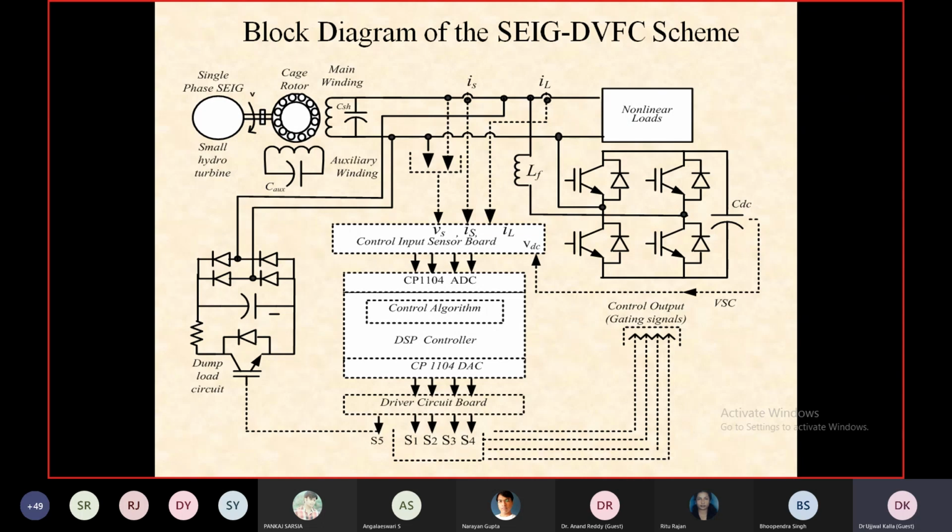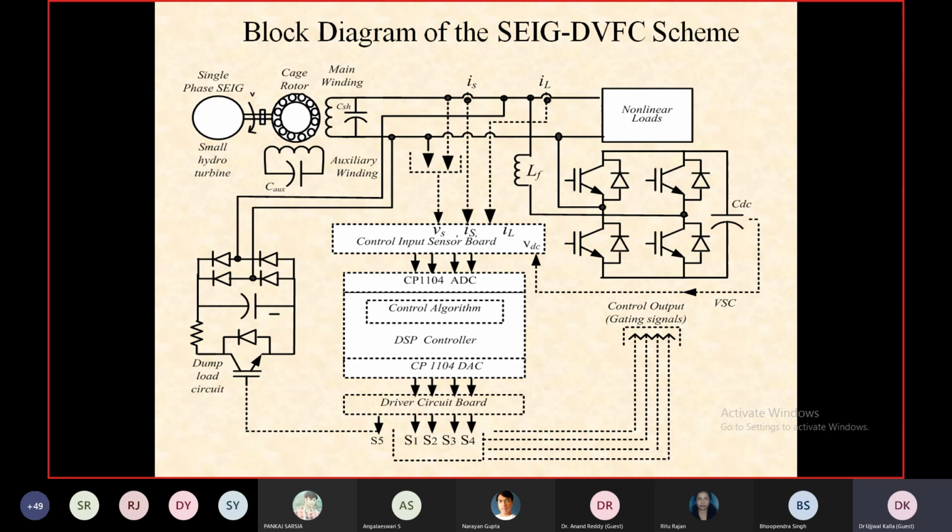You are controlling voltage means you are controlling reactive power. Both are almost same. So this voltage source converter can supply an adjustable reactive power to the system in such a manner that system voltage is maintained constant.